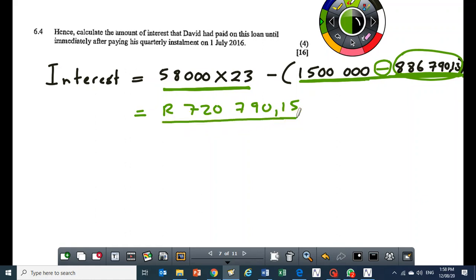So, this is the final answer. I hope the others also did the calculation and they can confirm that as well. All right? So, up to the balance outstanding, the person would have paid 720,790.15 as interest.